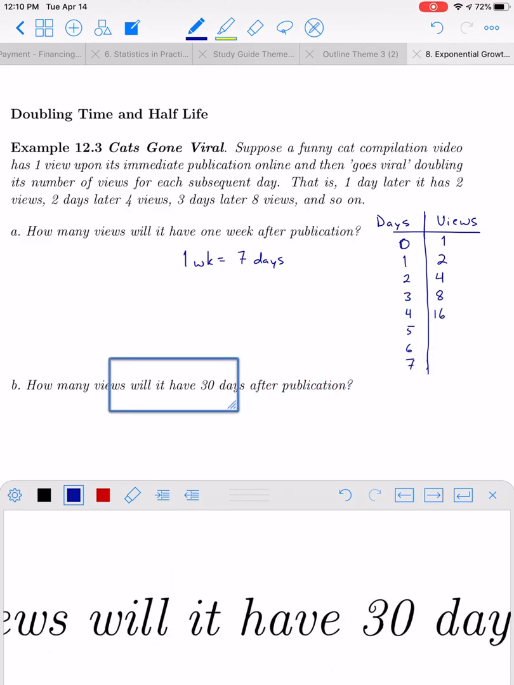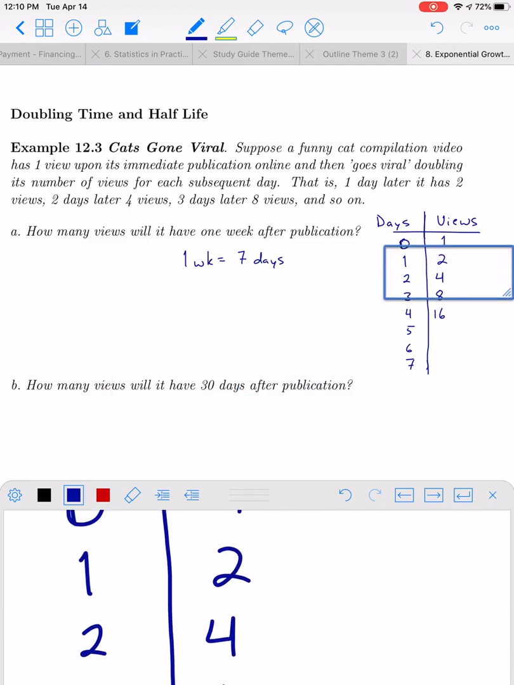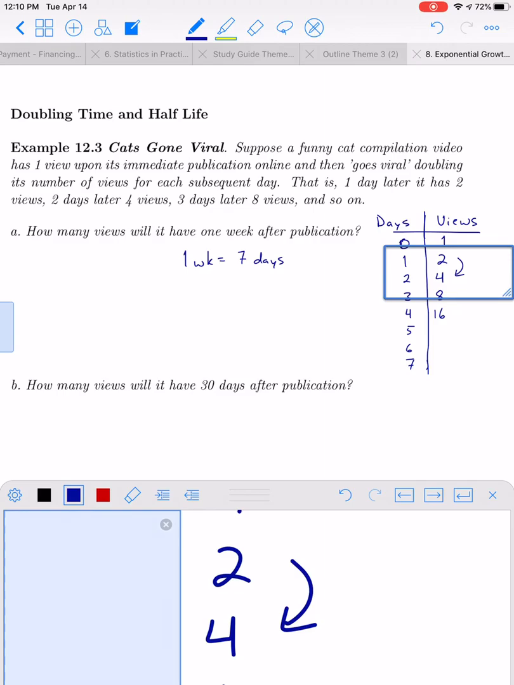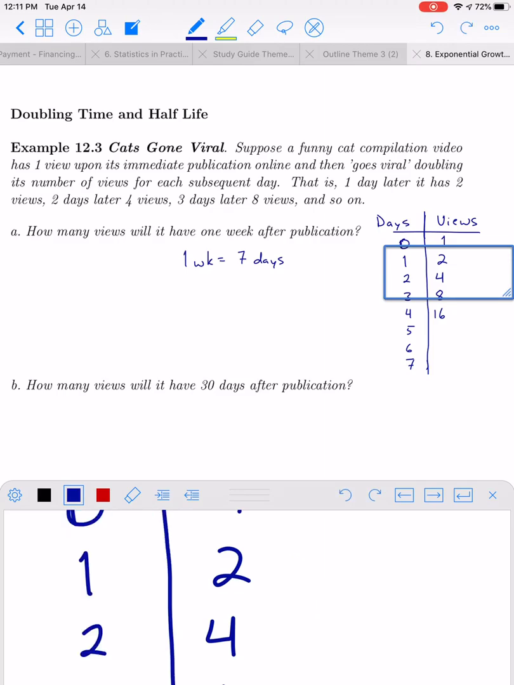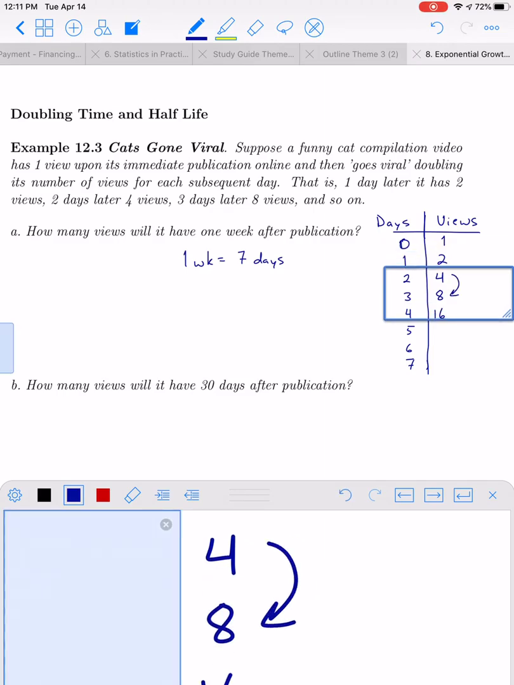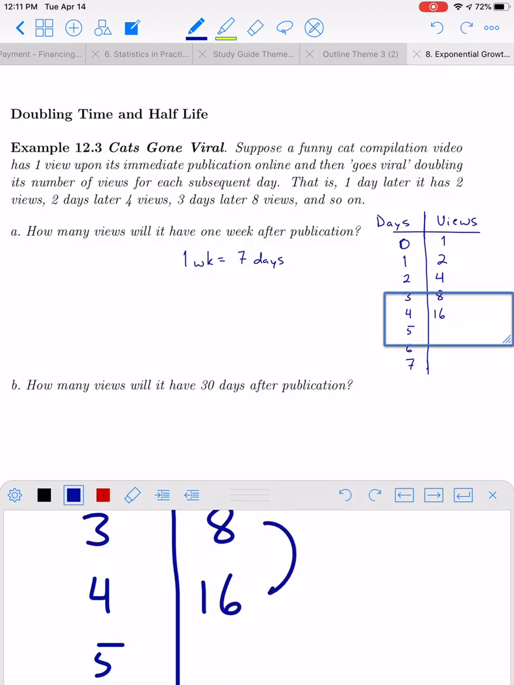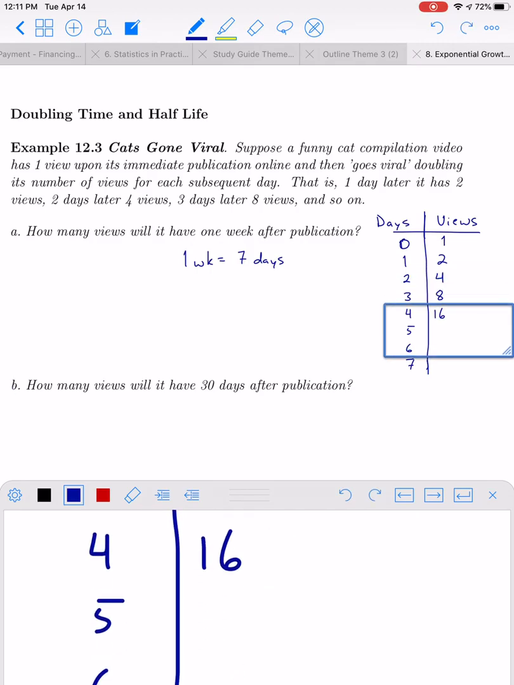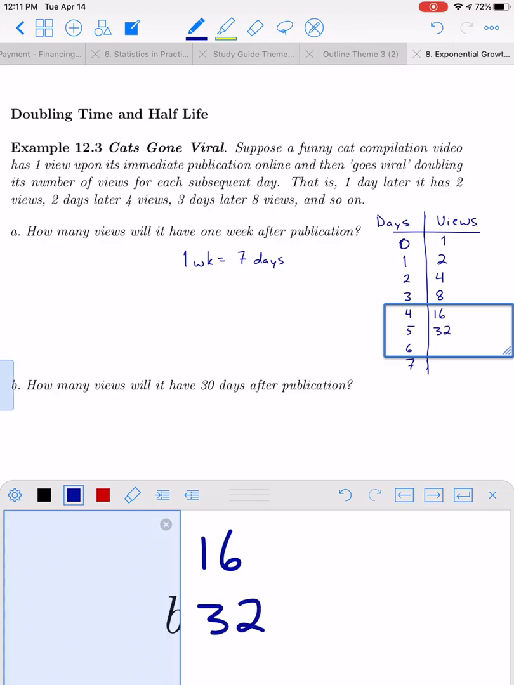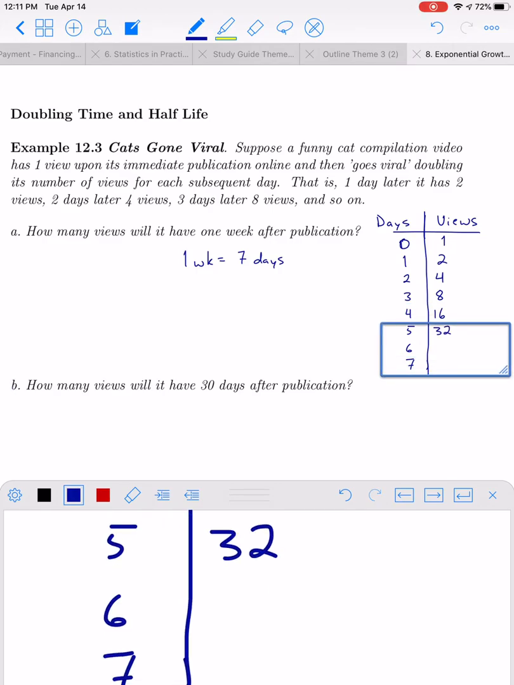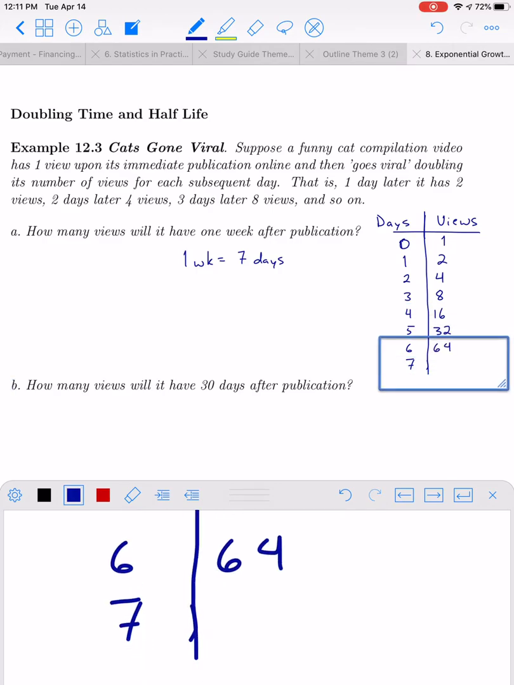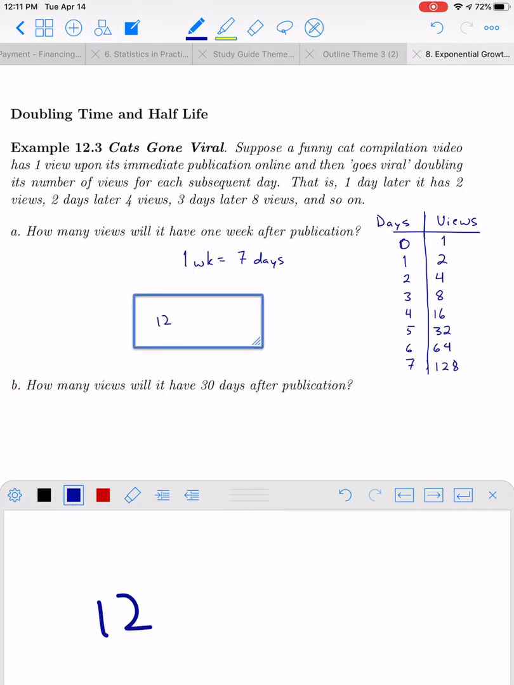What we see happening is 1 to 2 is 2 times 1. And then to go from 2 to 4, we multiply 2 by 2. And then multiply 4 by 2. And multiply 8 by 2. And multiply 16 by 2 to get 32, multiply 32 by 2 to get 64, and multiply 64 by 2 to get 128. So we'll have 128 views.